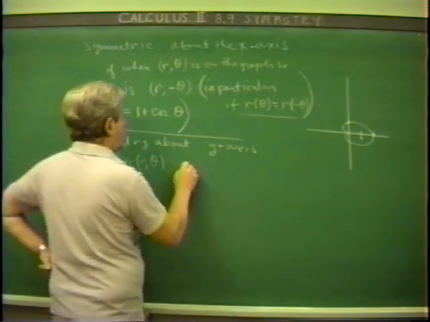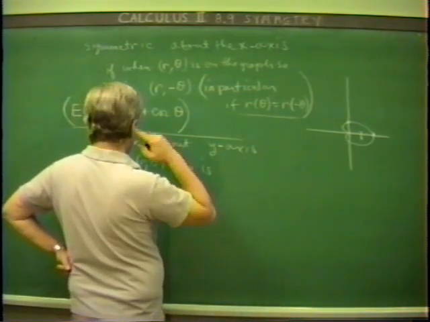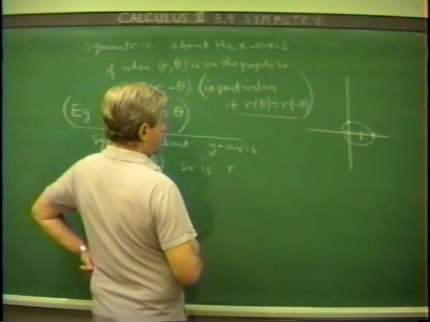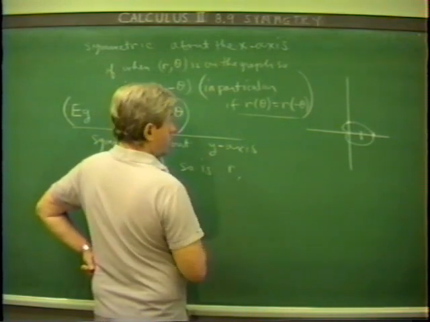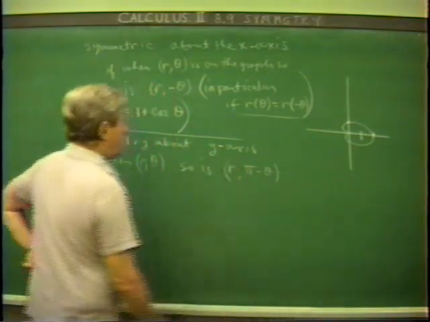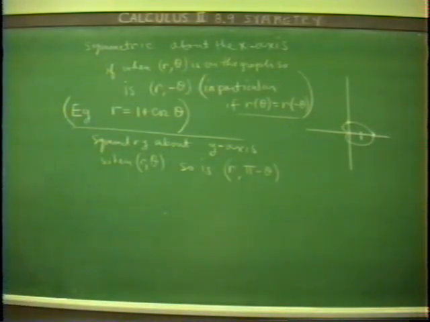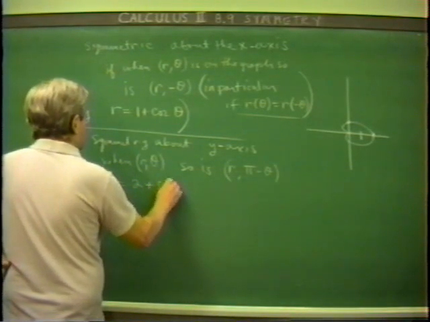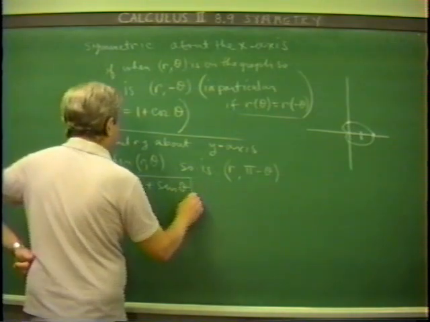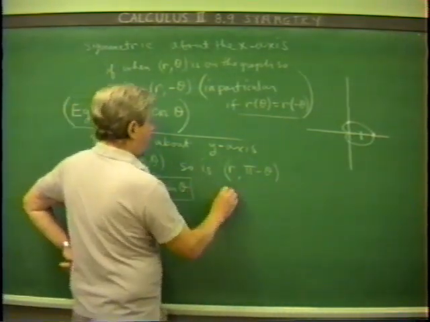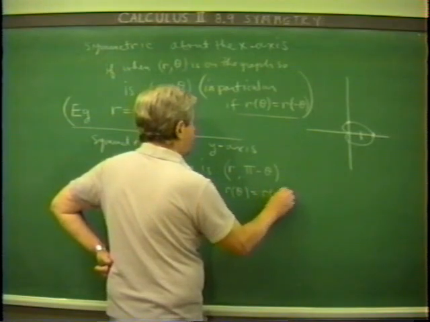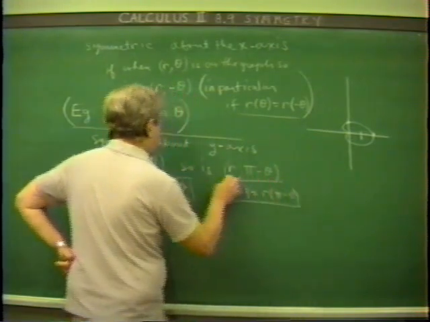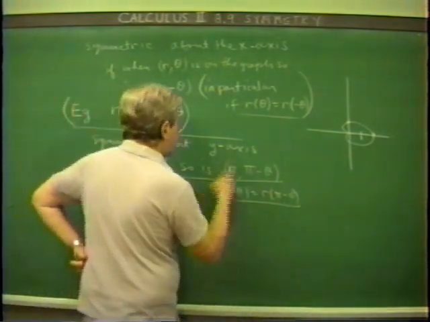But the y-axis symmetry is going to occur when r, theta is on the graph, so is r, pi minus theta. You're going to get symmetry about the y-axis. Okay? An example would be r equals 2 plus sine theta. In particular, if r of theta is equal to r of pi minus theta, then this will happen. But this isn't necessary.